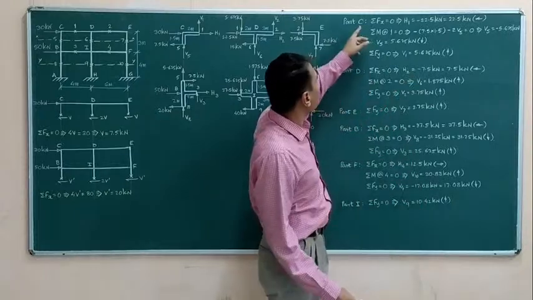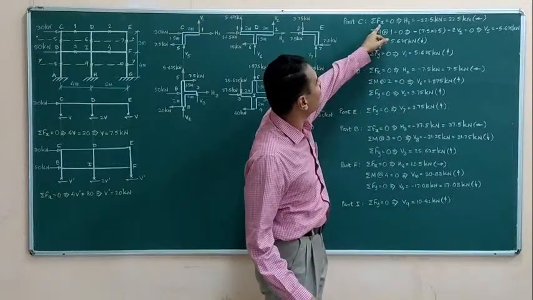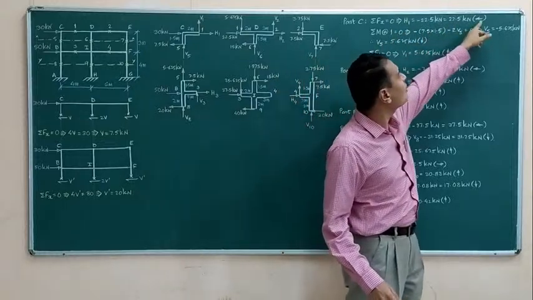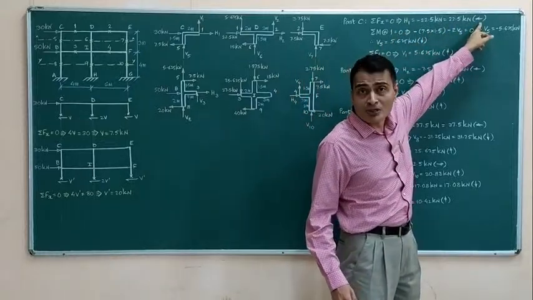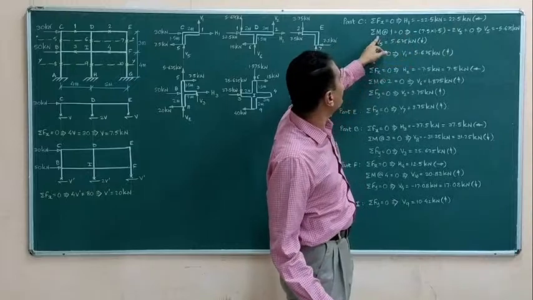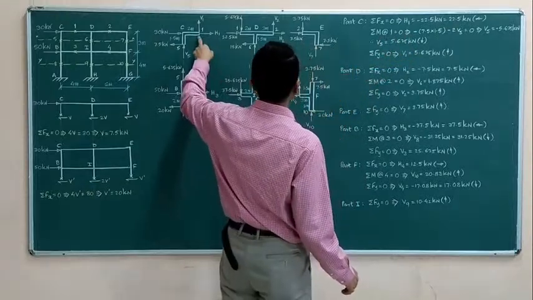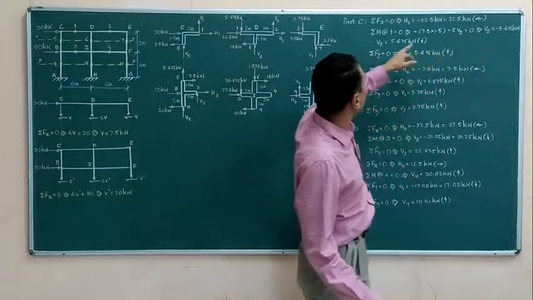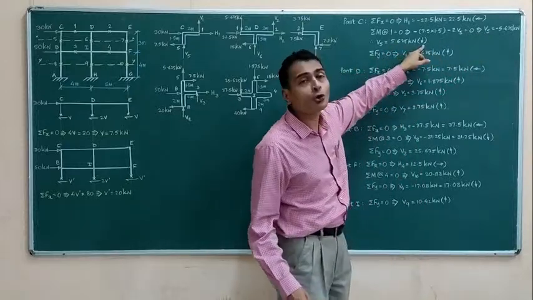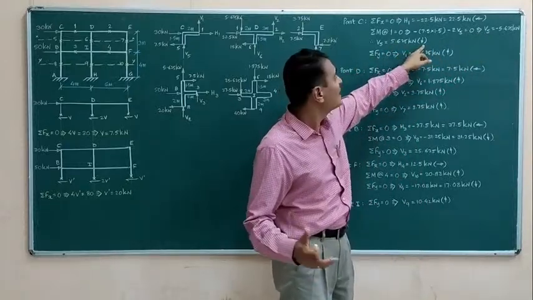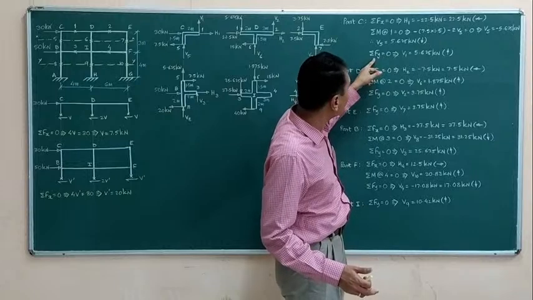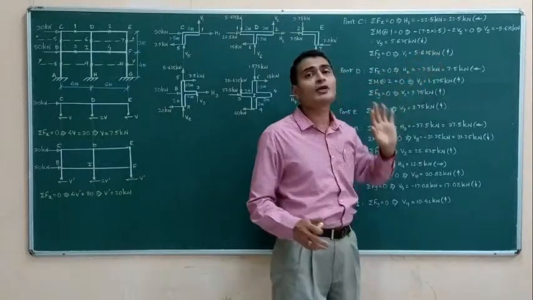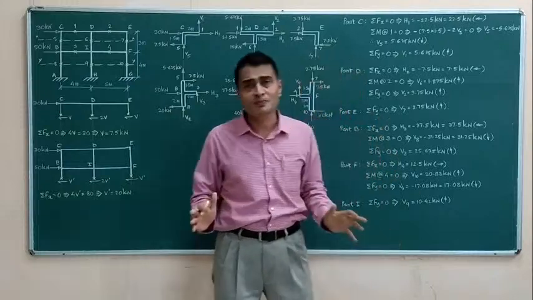So I have written part C. I have applied sigma Fx equal to 0. I get H1 is equal to 22.5 kilonewtons leftwards. I apply sigma M about 1, that is this joint, equal to 0. I get V5 is equal to 5.625 kilonewtons downwards. And if I apply sigma Fy equal to 0, I get V1 is equal to 5.625 kilonewtons upwards.